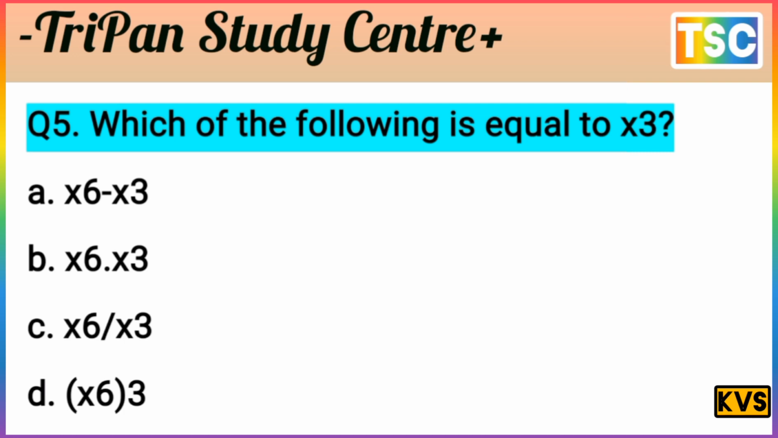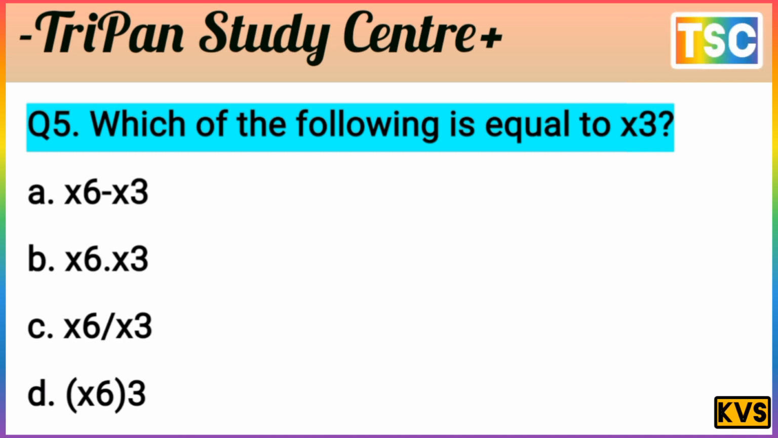It's an important question, but very easy. First of all, test your knowledge. I give you a few seconds. You must have a thought of your answer. Let's understand this question: which of the following is equal to x to the power 3? First, x to the power 6 minus x to the power 3 is not possible. It means A is rejected here.